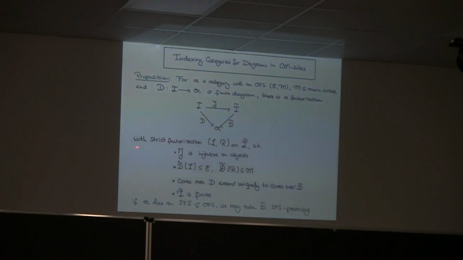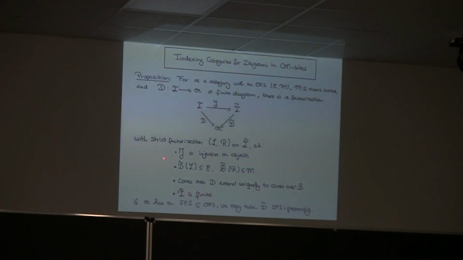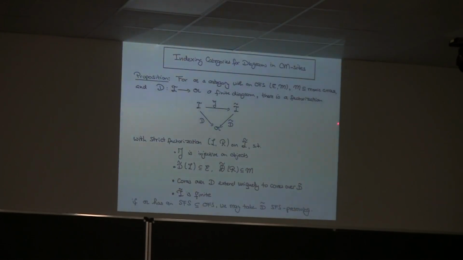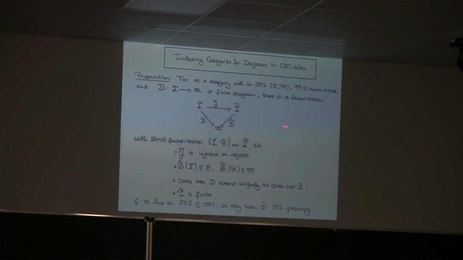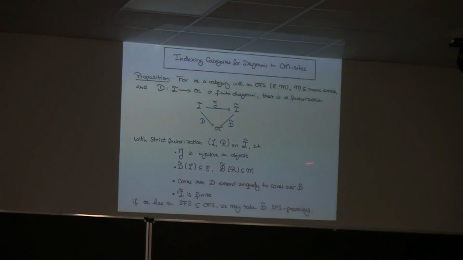I tilde, where I tilde has a strict factorization system (L, R), and J is injective on objects, so I tilde gets extra objects for me. D tilde of L goes into E, D tilde of R goes into M, so I map into the factorization system. The cones over D can be uniquely extended to cones over D tilde. So the cones are still in one-to-one correspondence, it's just not exactly the same cone. And I tilde is finite. It's important to put extra objects in there, but they're still finite.